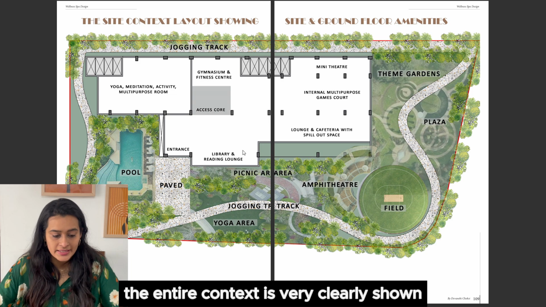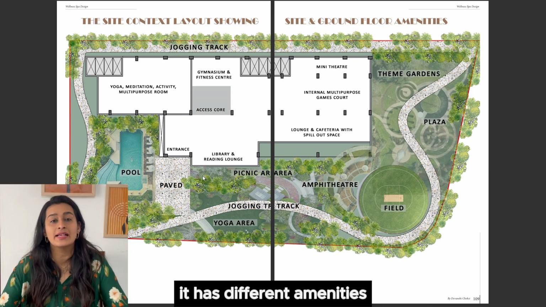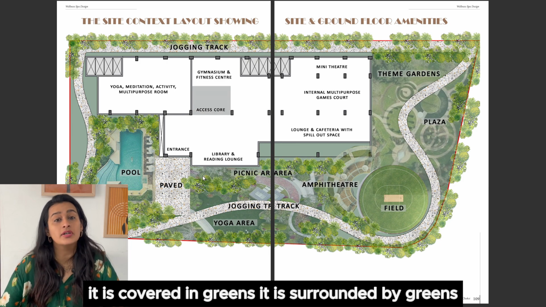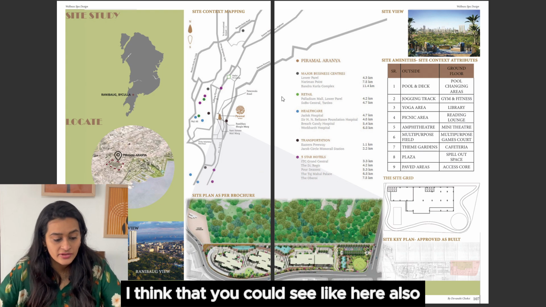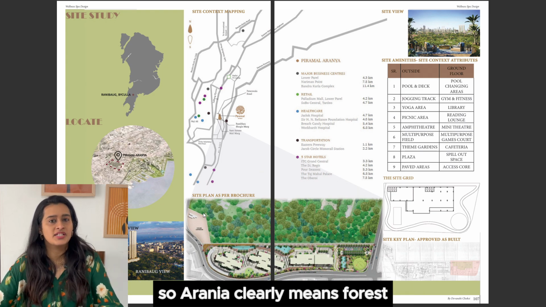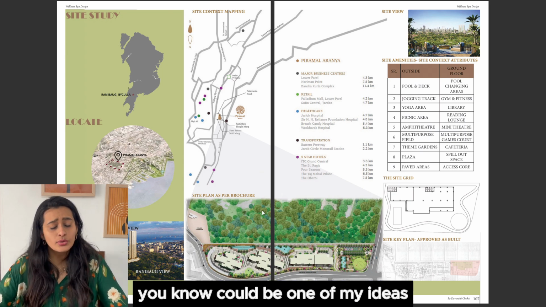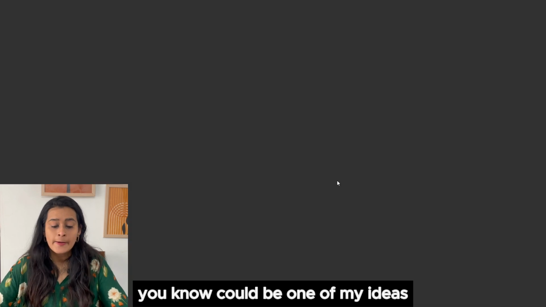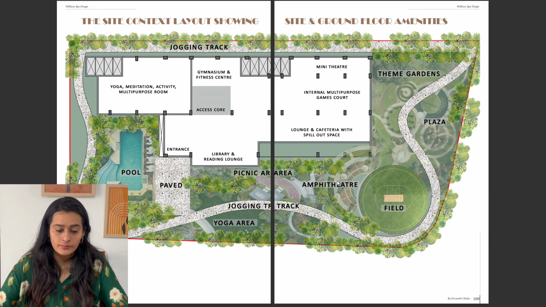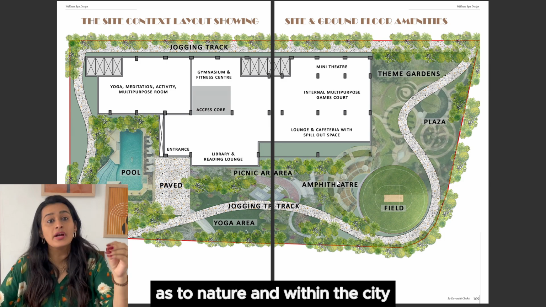But this is just the site that I have picked up. If you see, the entire context is very clearly shown that it has a jogging track, it has different amenities, it is covered in greens, it is surrounded by greens. I think you could see that here also, because it's a Piramal Aranya site. So Aranya clearly means forest. So I think this also could be one of my ideas, the idea of taking your site as close as possible to nature and within the city.